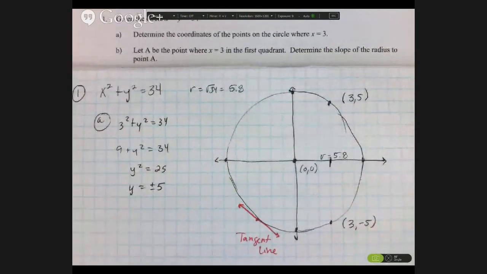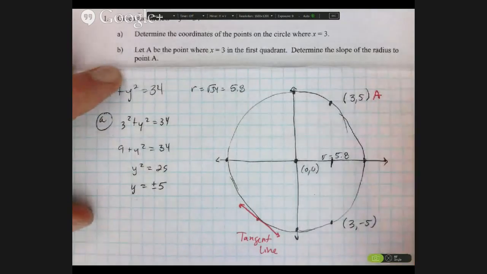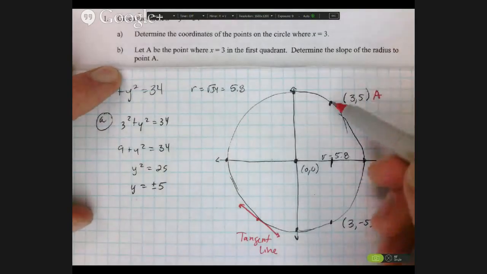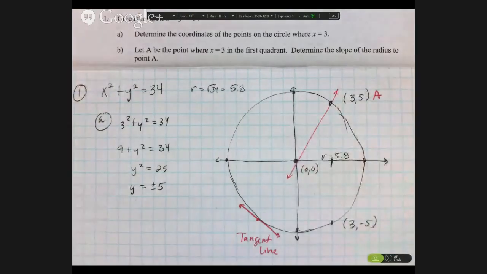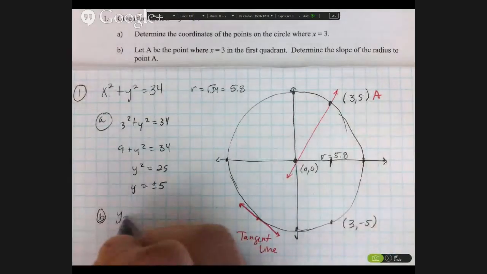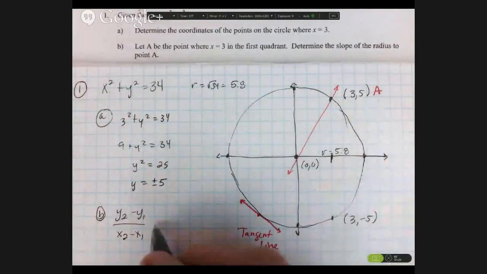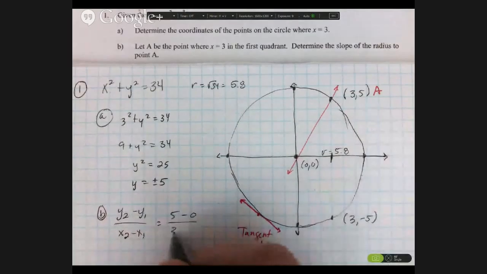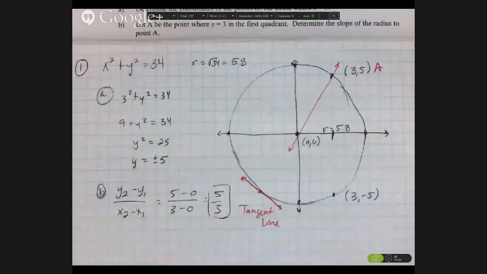Let A be the point where x equals 3 in the first quadrant. So that's point A. Determine the slope of the radius to point A. So we have a line. What is the slope of that line? Remember your equation? Five minus 0 over 3 minus 0, 5/3. Okay, there's the slope.